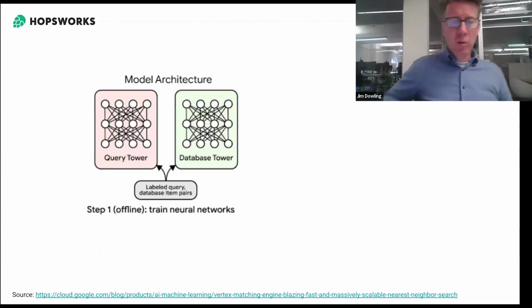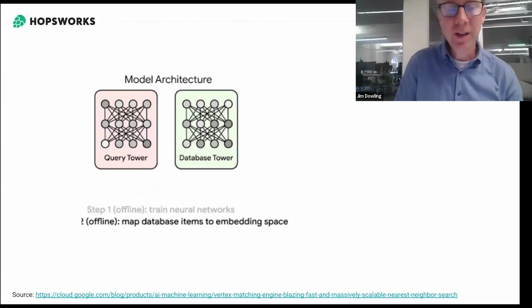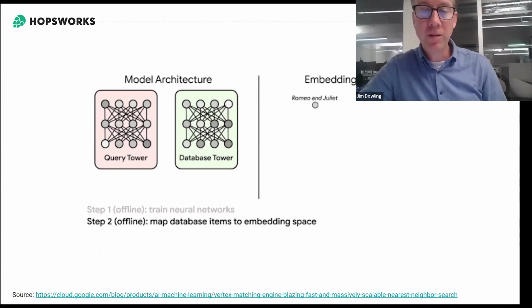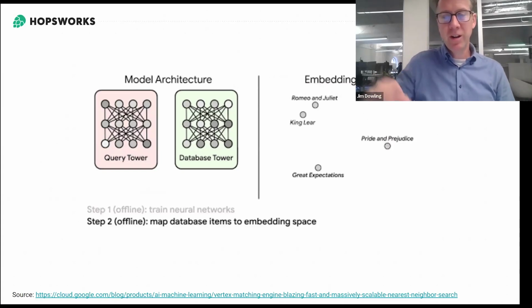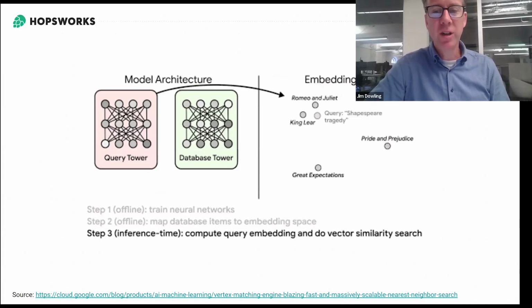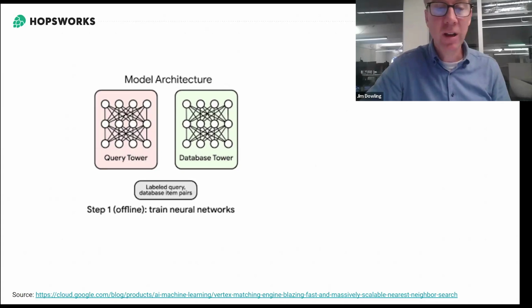So let's have a look at how it works. This is the basic theory. This is a Google animation here. It's quite nice. You can see here that we're putting in books. We're putting in Shakespeare books, Romeo and Juliet, Great Expectations, King Lear, Pride and Prejudice, that's Jane Austen. And now we want to search for something, Shakespeare tragedy. So we expect it to end up close to the Shakespeare books. They're the nearest neighbors, not close to Pride and Prejudice, Jane Austen.